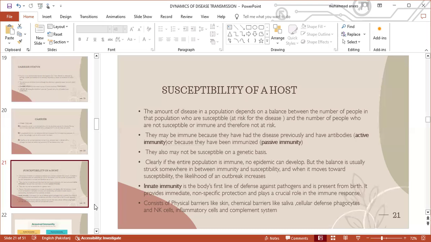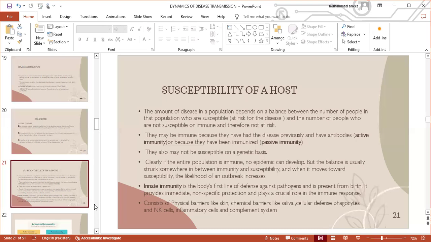They also may not be susceptible on a genetic basis. Clearly, if the entire population is immune, no epidemic can develop, but the balance is usually struck somewhere in between immunity and susceptibility, and when it moves towards susceptibility, the likelihood of an outbreak increases.